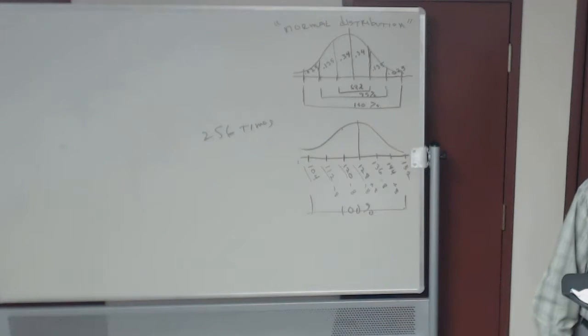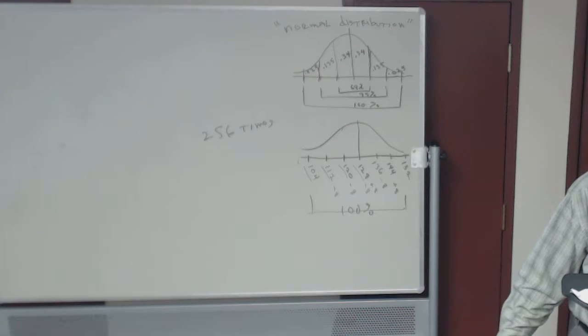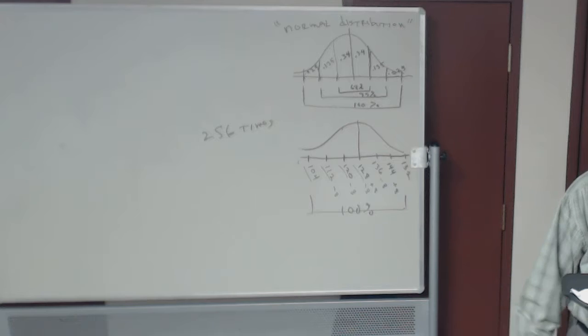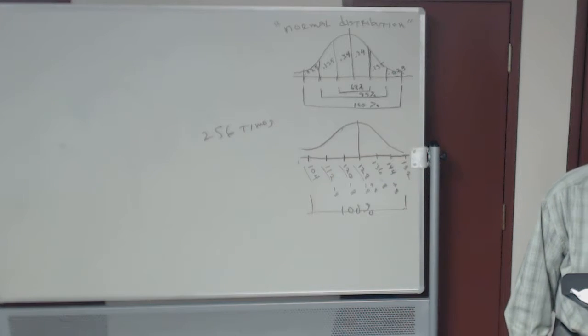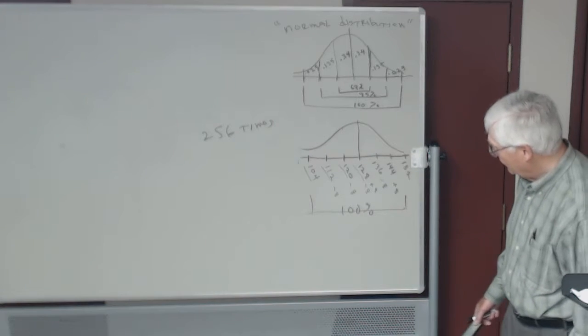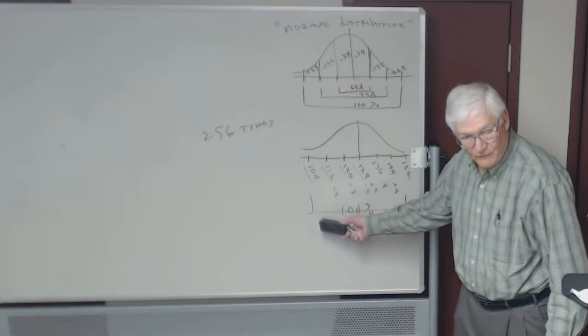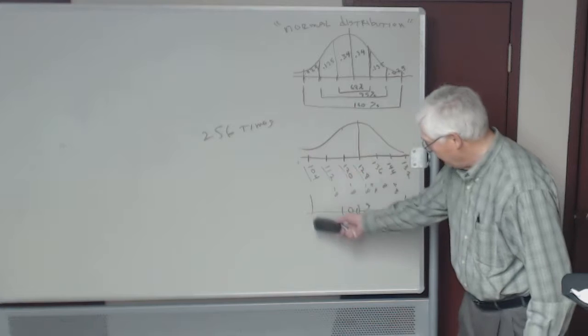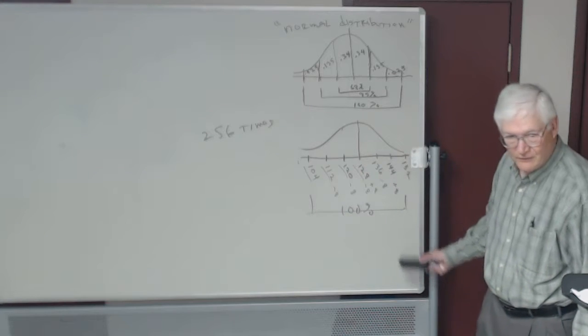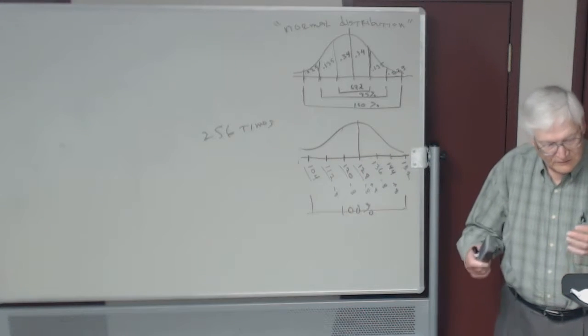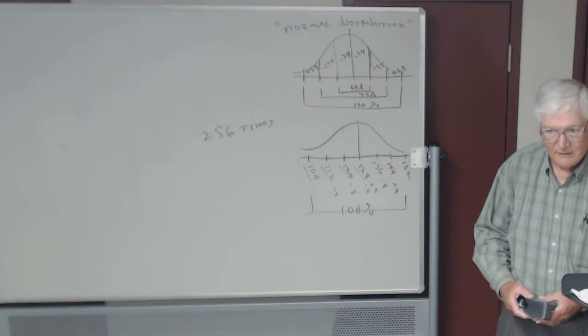So now what's the question? What are the limits where we have almost 100% confidence that the total number of heads will lie? The limits are 104 to 152. Now, does everybody understand what we're saying here?